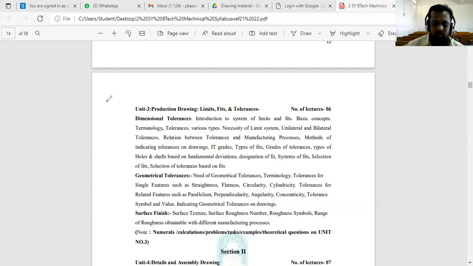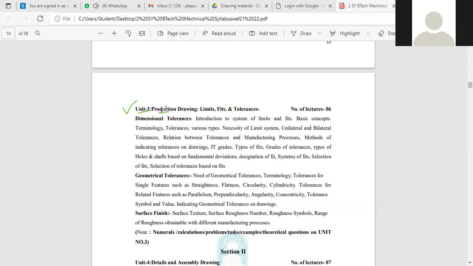Now, what is the name of the chapter? Directly we are going to start chapter number 3. This is chapter number 3, and the name of this chapter is production drawing. In that: limits, fits, and tolerances.